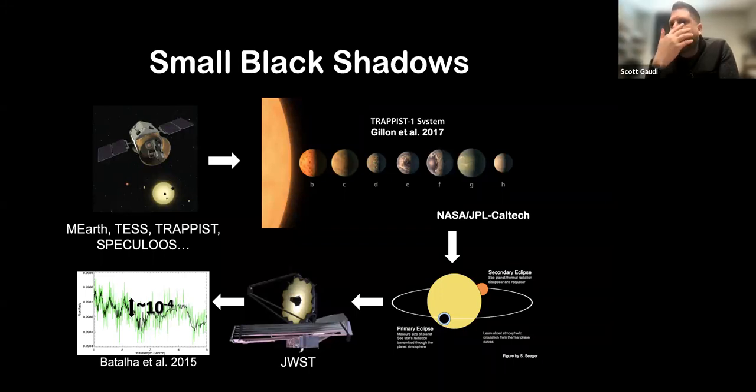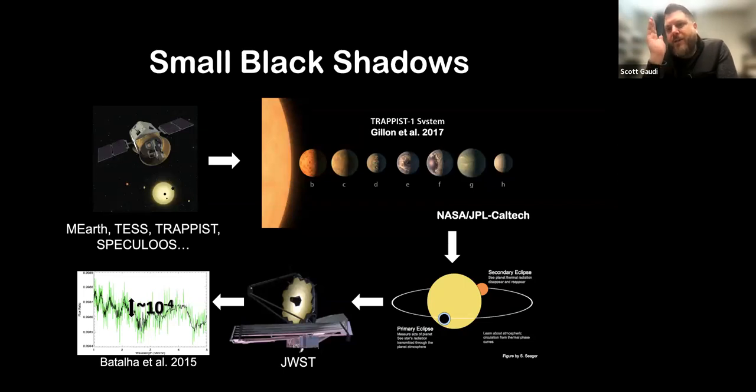So the easiest path, the path that we have at our disposal now, is the small black shadows. A lot of this has already been done, and we can really look forward to a lot of exciting results with JWST. So the idea is you have this tiered strategy where you find the planets with something like MEarth or TESS or TRAPPIST or Speculoos. And the TRAPPIST-1 system is obviously one of the best examples of this. And then you can try to characterize those planets using transmission spectroscopy or eclipse spectroscopy or phase curves.